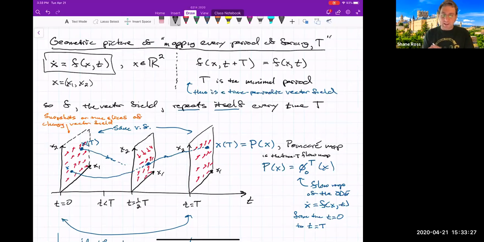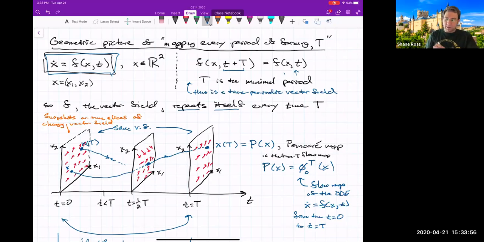If you've got a first order vector field, most likely nonlinear, that's of this form: x dot equals f of x and t, where x, we're considering a 2D system, so x has components x1 and x2, and f is periodic in its time component, meaning this vector field f repeats after every time capital T.